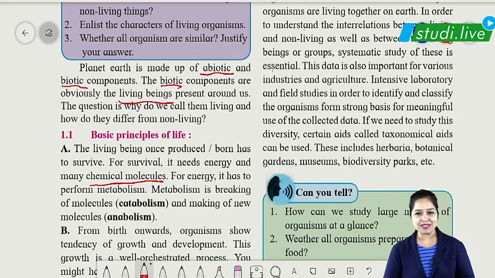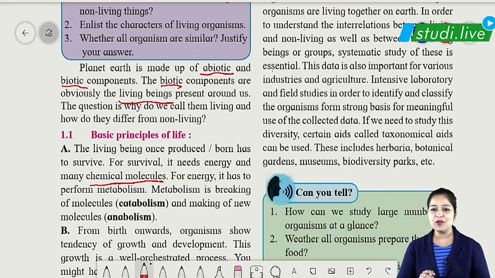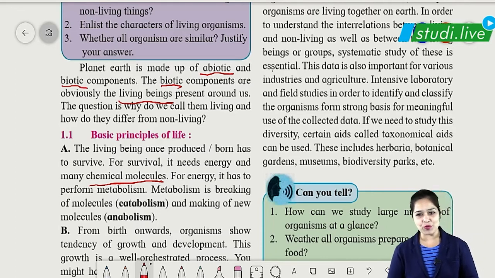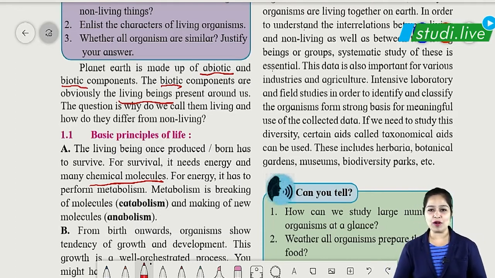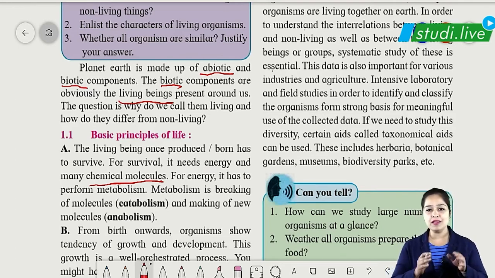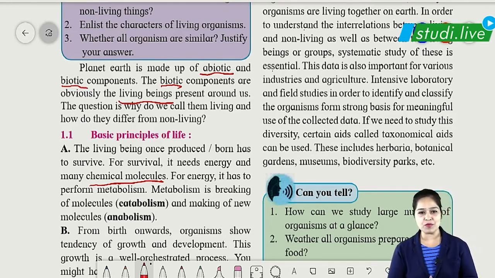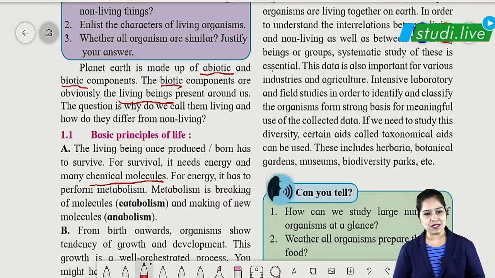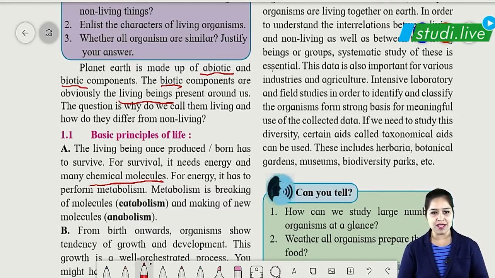Now one question: when we have to drive a vehicle, we need fuel, that is petrol and diesel. Similarly, for moving our body, the fuel for our body comes from the chemical molecules, which is the food we eat. So we are going to see which reaction takes place, the metabolism reaction.